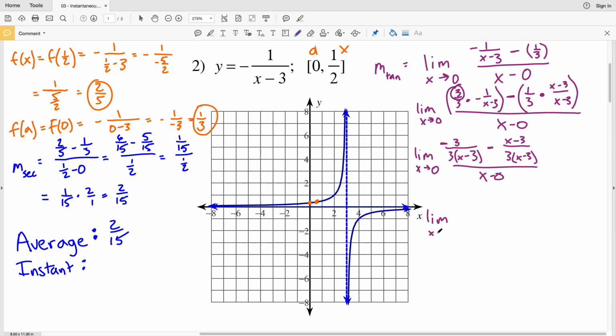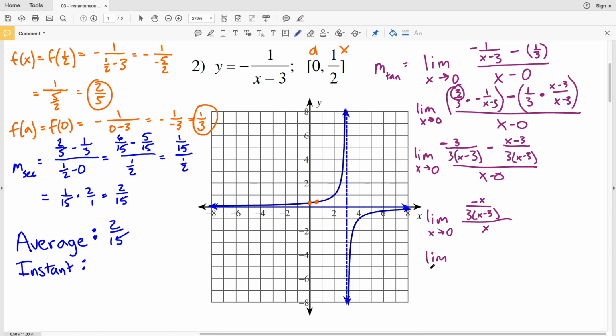So the limit as x approaches 0 of negative 3 minus a negative 3 is negative 3 plus 3, which is 0, and then we're subtracting x. So I'll have negative x over 3 times (x minus 3), and that's all over x minus 0. But x minus 0 is simply x.